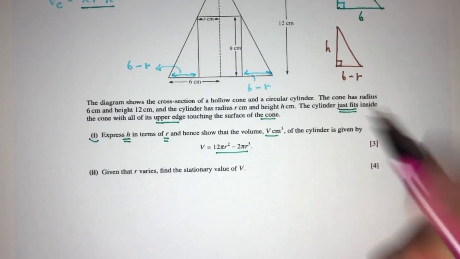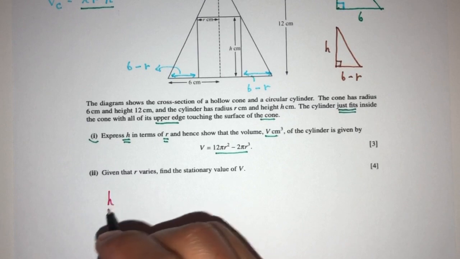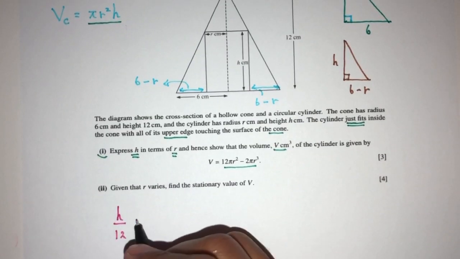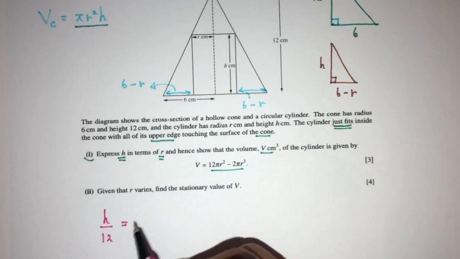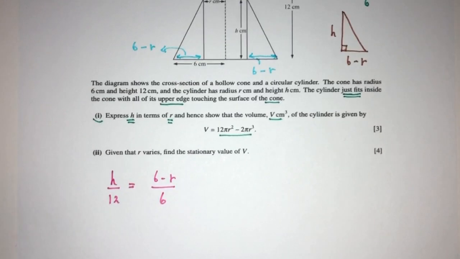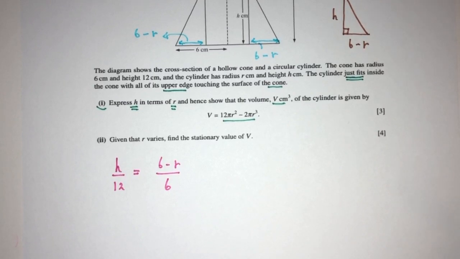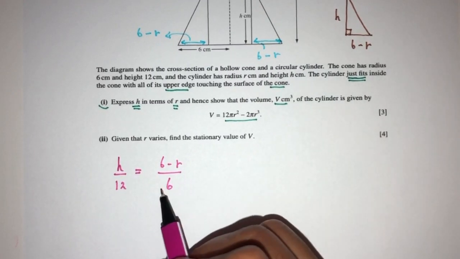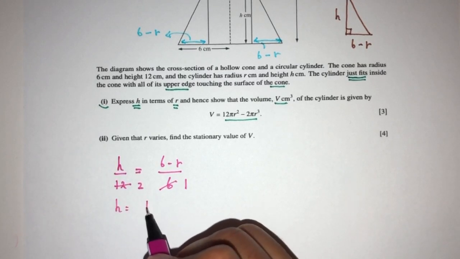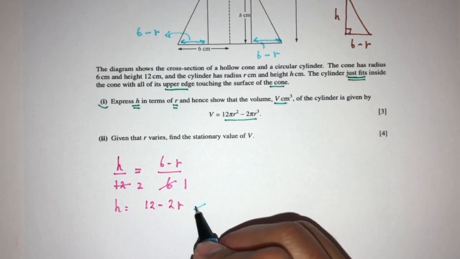It means that if I take h, for example, h over the corresponding side, which is 12, has to equal 6 minus r over the corresponding side, 6. So we can form this equation. Now we can simplify and express h in terms of r. Divide by 6, so that will be 1, and that will be 2. So h will have to be 12 minus 2r. h in terms of r is right here.